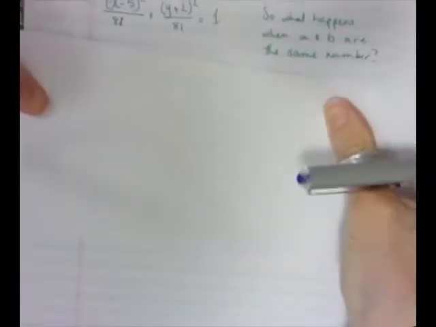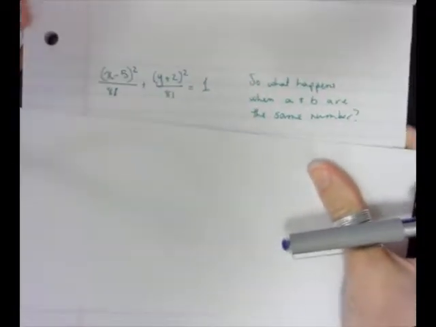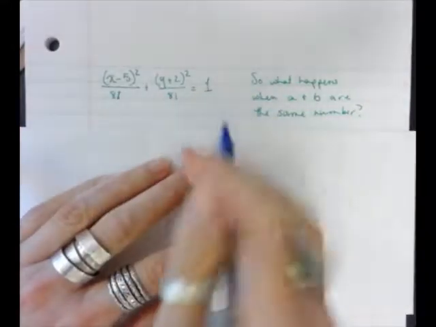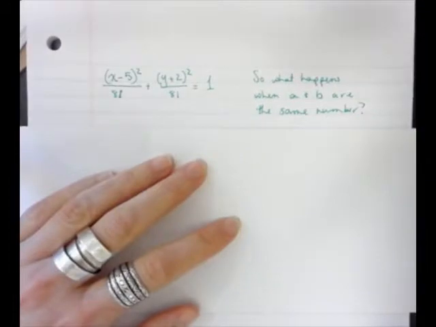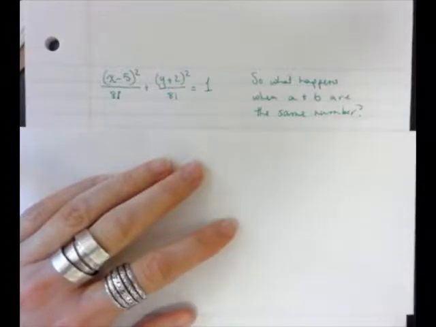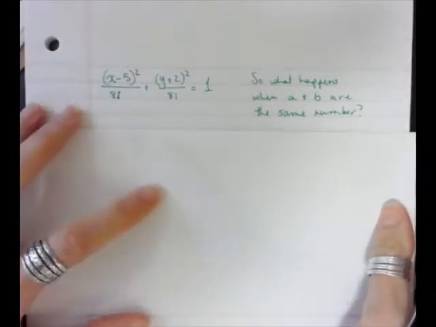So one quick question. What happens when the a and the b are the same number? What do you think is going to happen? So this is my question to you. Think about it. If the a and the b are the same number, what does that mean my graph is going to look like? Okay, so pause it, think about it, and I'm going to give you the answer right now.